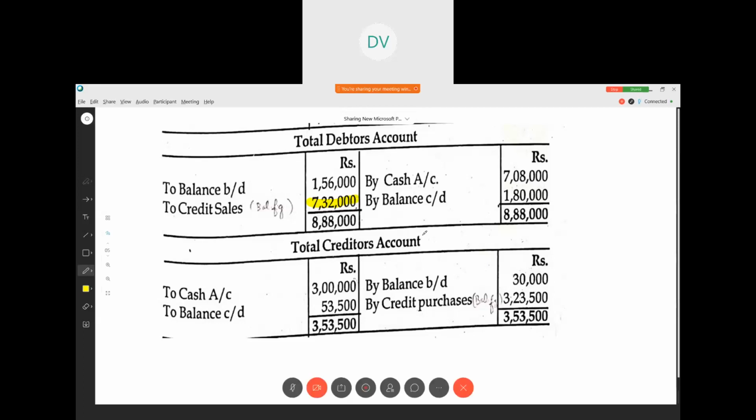Same thing, the total creditors account we will prepare. Creditors account always shows credit balance brought down. Then cash paid to creditors, 3 lakh. Closing balance of creditors, 53,500. So the balancing figure will be credit purchases. Clear?